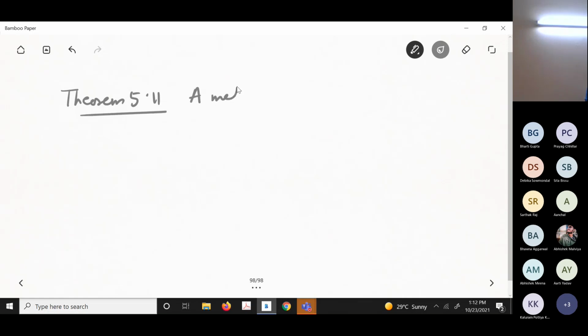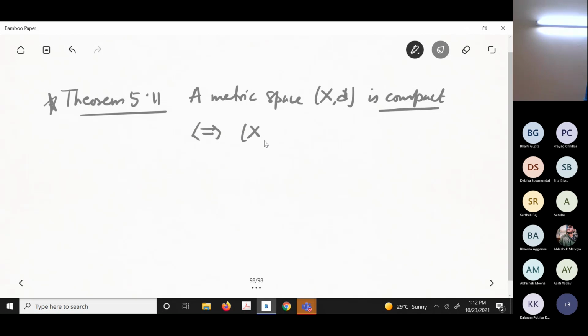A metric space X, this is very important. Look, compactness is only related to the open sets, a topological thing, whereas completeness is a metric thing. X is compact if and only if X is complete and totally bounded.